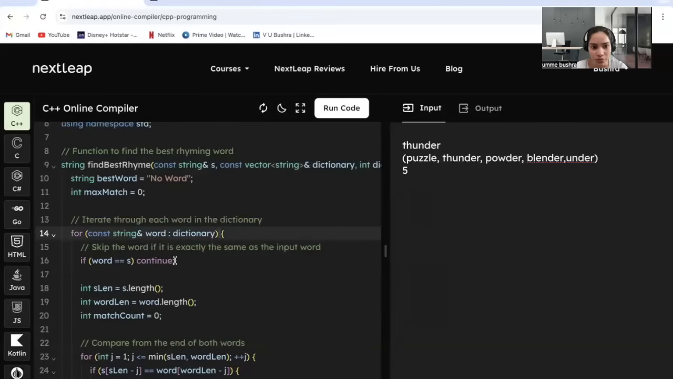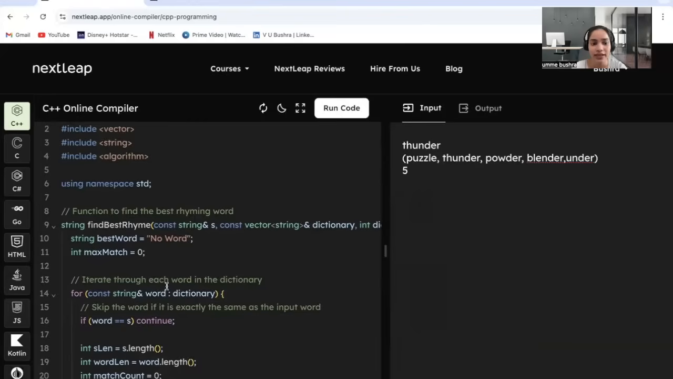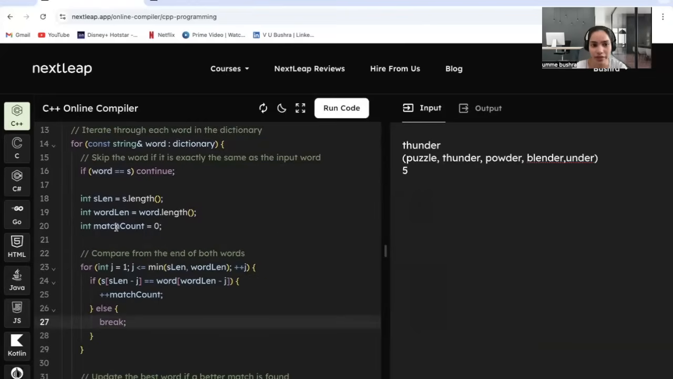So I'm going to go through my dictionary. If I find the same word, I am going to skip that. All right. I'm going to skip that exact word. Now S is going to be the length of my string. Word length is going to be the length of my word, whatever is given. And match count, we have already declared that to 0.